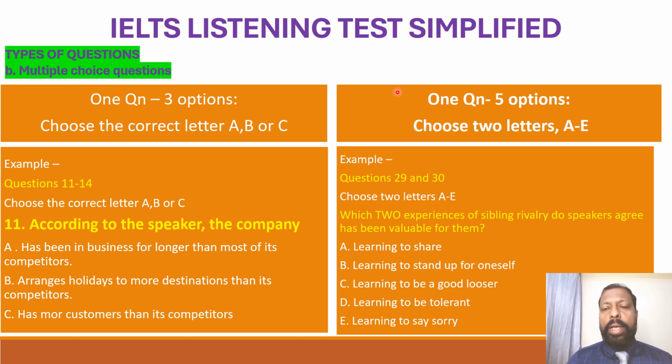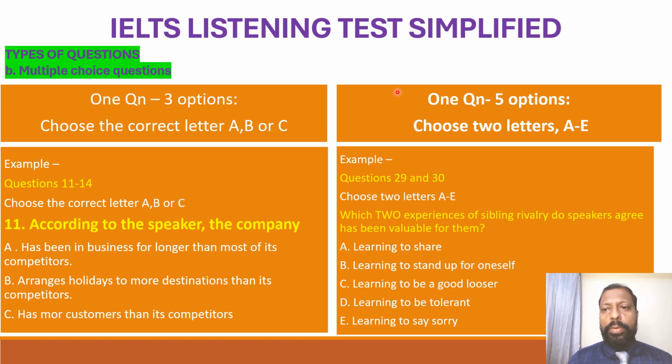For example, look at the narration here, questions 11 to 14. Choose the correct letter A, B, or C. Question number 11. According to the speaker, the company, then 3 options. A, has been in business for longer than most of its competitors. Or B, arranges holidays to more destinations than its competitors. C, has more customers than its competitors. Now, what is the thing?